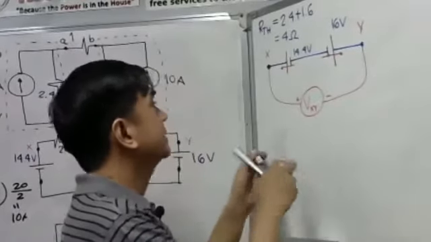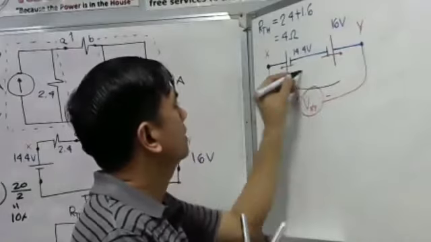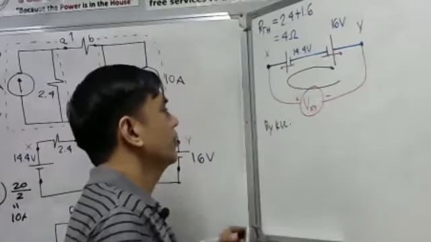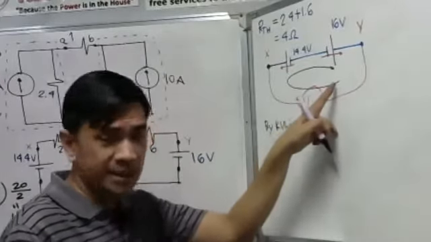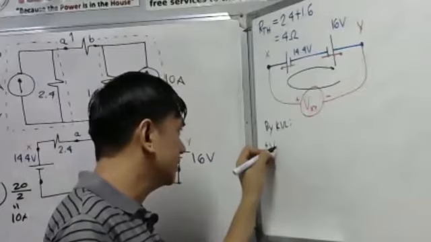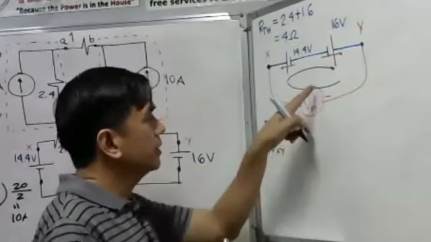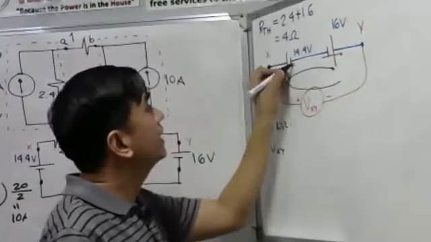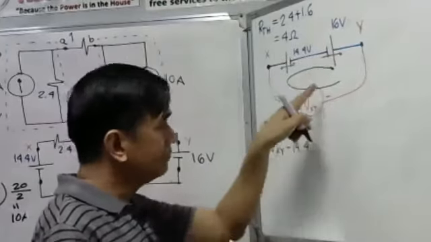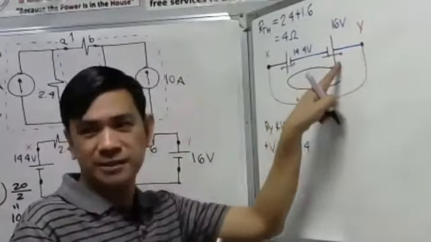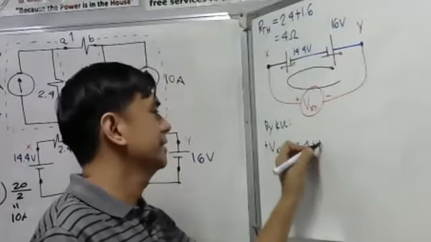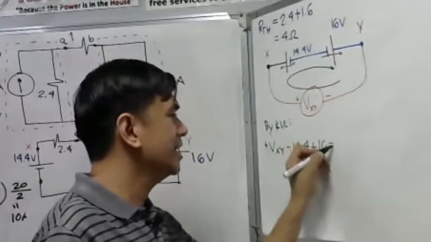So we have here, guys, let us apply Kirchhoff's voltage law at this loop. So what do we have here? The circuit tracing leaves on the positive of VXY, of the voltmeter, so therefore it is positive VXY. What about here? The circuit tracing leaves on the negative terminal of 14.4 volts, therefore minus 14.4. And for 16 volts, it leaves on the positive terminal of 16 volts, so therefore plus 16. That is equal to 0.